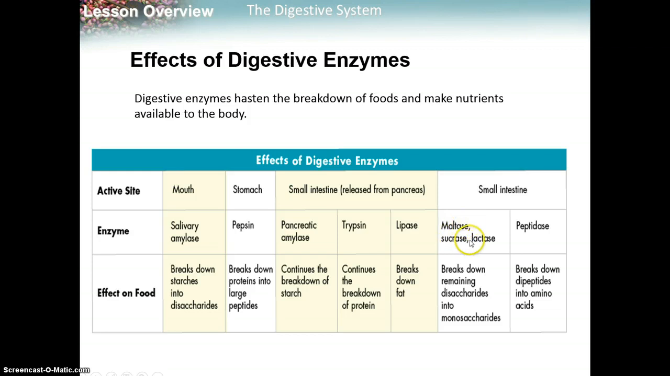Anything that ends in -ase breaks down some sort of sugar, like amylase, which breaks down disaccharides or carbohydrates, and so forth. Or not just sugar: -ase just means it's an enzyme. So maltase, sucrase, lactase. Lactase breaks down the sugar lactose. Sucrase digests the sugar sucrose.